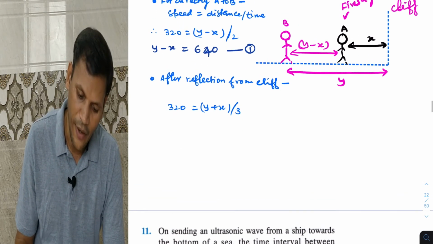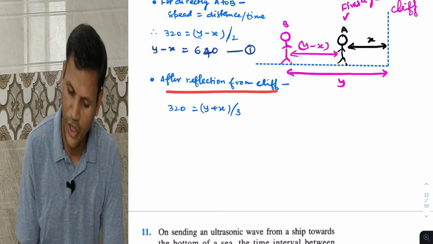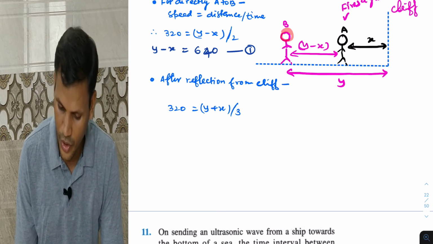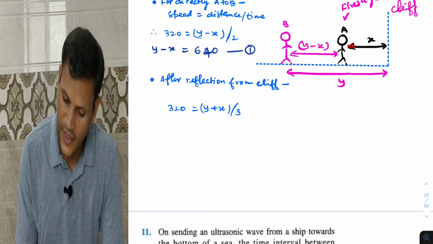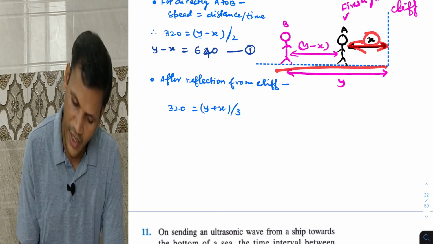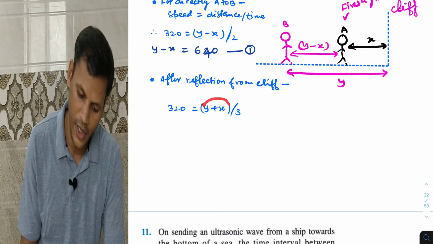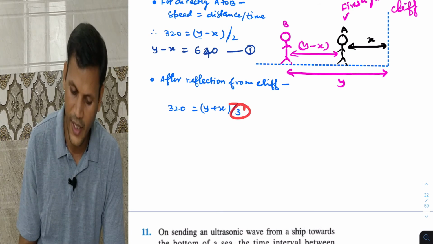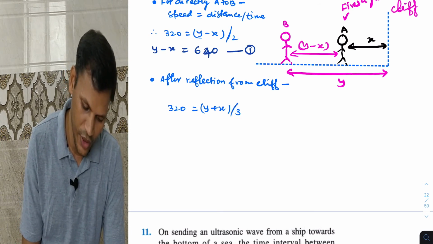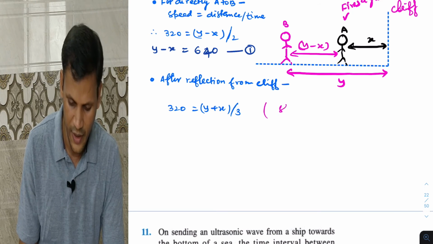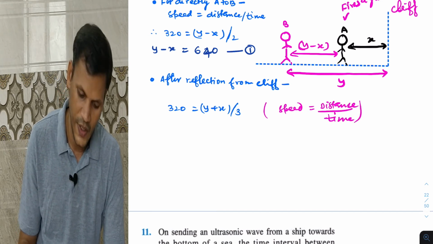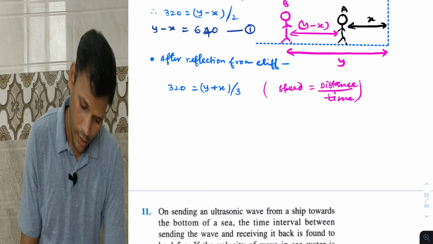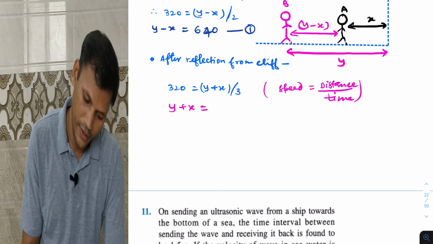Now second, after reflection from the cliff, यहां से साउंड गया, वापस स्ट्राइक हुआ, देन ही हियर्स. तो टोटल डिस्टेंस कितना हो गया? इतना x है एंड यहां से यहां आया तो y. सो टोटल डिस्टेंस विल बी y प्लस x एंड टाइम इज 3. सो स्पीड इज डिस्टेंस अपॉन टाइम. Here I can write speed is equal to distance upon time. So this term, y plus x, will be 3 into 320.